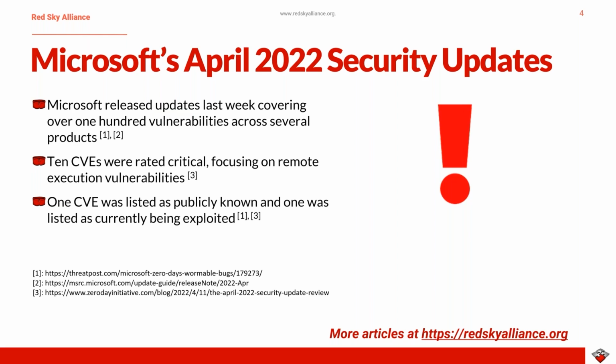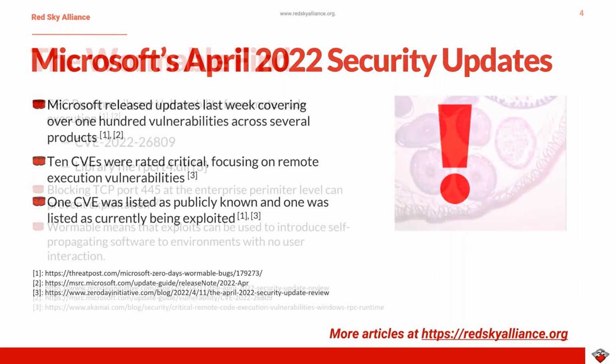10 of these updates were listed as being critical. Specifically, these updates were addressing remote execution vulnerabilities in products like Hyper-V, LDAP, and SMB. We'll highlight one of these soon due to it being wormable, and we'll be explaining that shortly also. Aside from the critical CVEs, there was also one vulnerability listed as being publicly known at the time of release, and yet another vulnerability listed as currently being exploited.